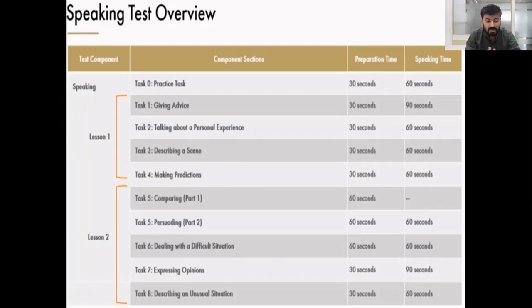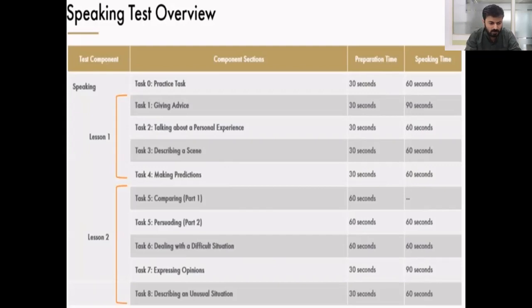Now, talking about task 7, it is basically said to be expressing opinions. So in that task, you have to give your personal opinion regarding a topic which you come across. But trust me, this is also going to be very quick. So you'll have a preparation time of only 30 seconds and a response time of 90 seconds. So you have to be prepared that when you are expressing yourself, you should not at all run short on words. Because if you run short on words, then it would affect your scores.